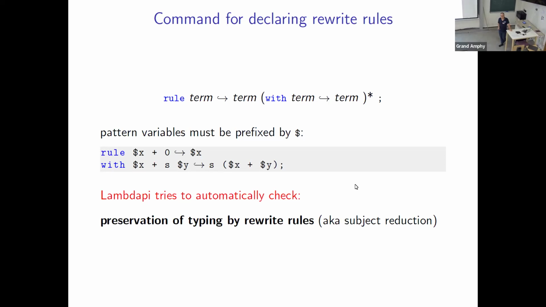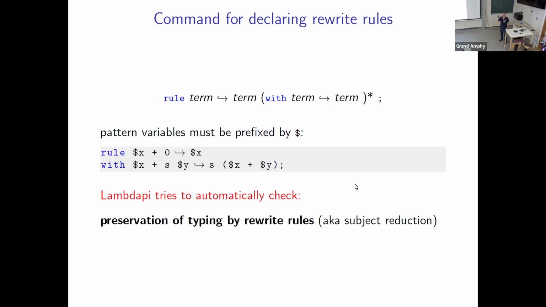How do you input the symbols like hook arrow in the editor? There are shortcuts in Emacs or in VS Code. In Emacs, it's just a dash greater. In the documentation, you can find the list of shortcuts to define this.